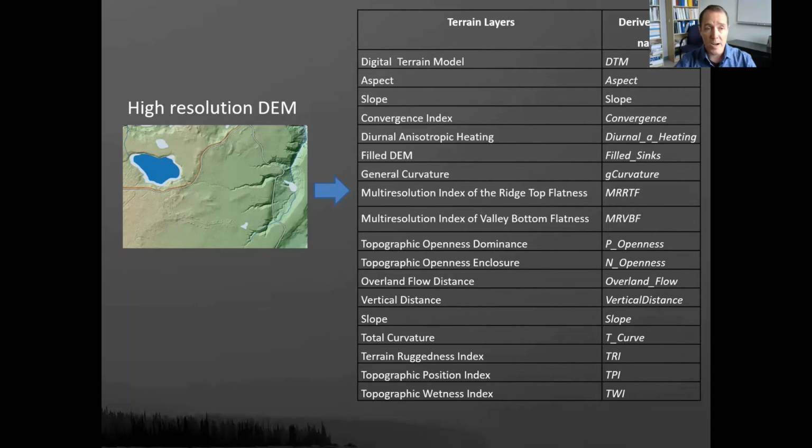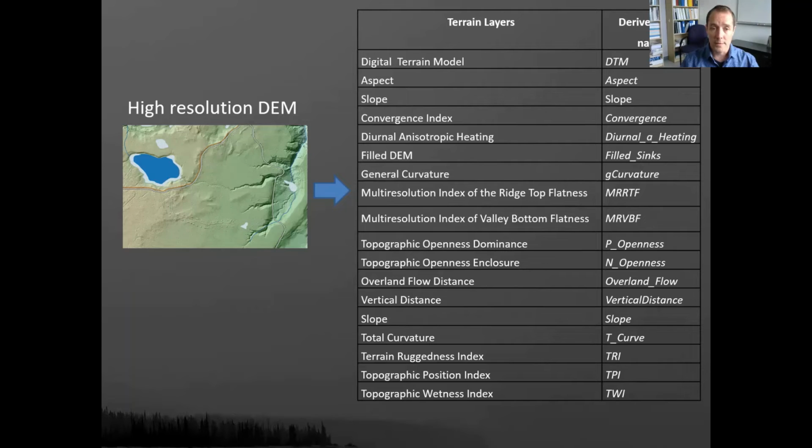So we derived a range of different other terrain attribute layers from this, going from simple things like aspect and slope up into a range of different topographic indices or terrain layers that really reflect where these sites are within the landscape using various different metrics.